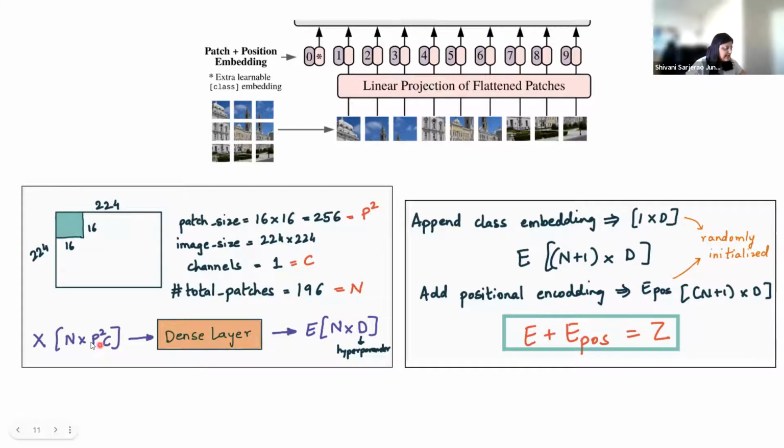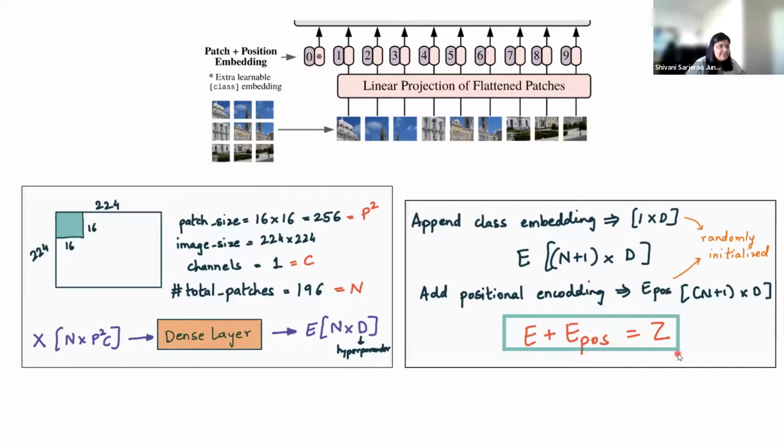We then pass this X vector through a dense layer to convert this P square C dimension to a D-dimensional vector. And this D dimension is nothing but a hyperparameter that we can set as a user, which is basically the embedded dimension that is used throughout the network. We then embed a class embedding, which is 1 by D dimensional. So the embedding vector becomes N plus 1 by D dimensional. And we also add some positional embeddings to get a final Z vector. Also, these class embeddings and positional encodings can be randomly initialized.